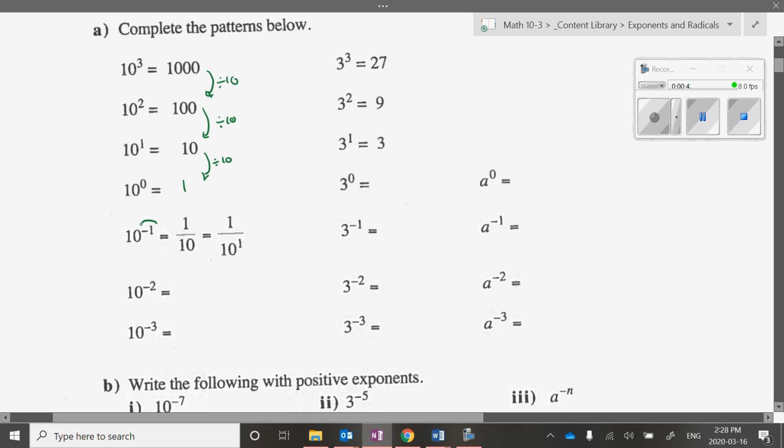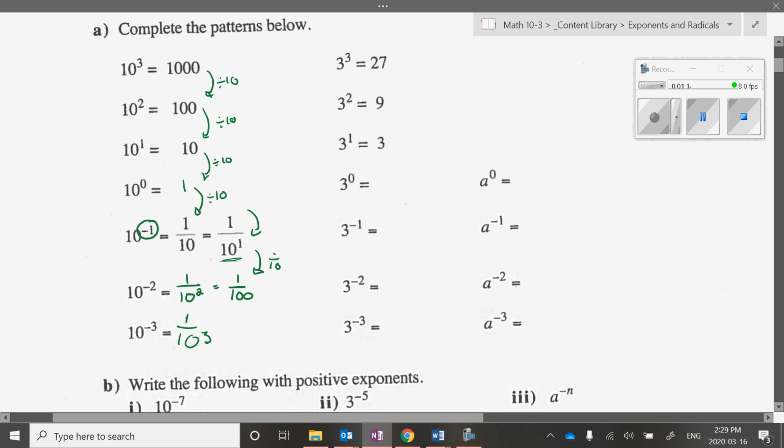Therefore, if I have an integral exponent, so a negative 1, well, 1 divided by 10 is simply 1 over 10, which I also could express as 1 over 10 to the power of 1. So if we take it a step further, then 10 to the power of negative 2 is going to be 1 over 10 squared, or 1 over 100. And again, continuing that pattern, dividing by 10, it continues with that same process. So I get 1 over 10 cubed.